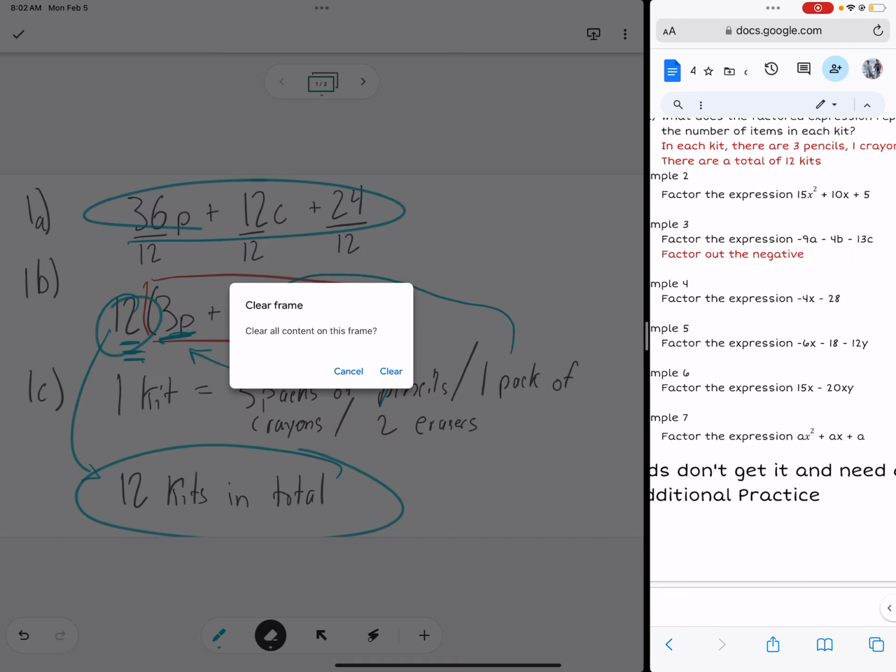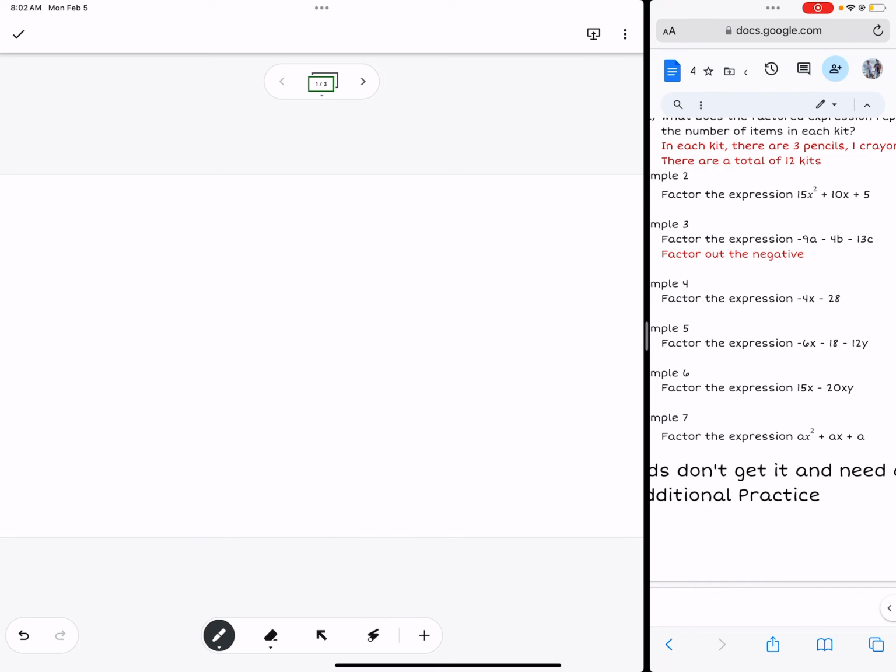All right, so let's go to example 2. We're going to factor this expression. We have 15x squared plus 10x plus 5. These are some of my favorite equations. It's called a quadratic expression, and you'll use the quadratic formula to solve. Basically, you have an x squared, a normal x, and a constant. So it's squared, x, no x.